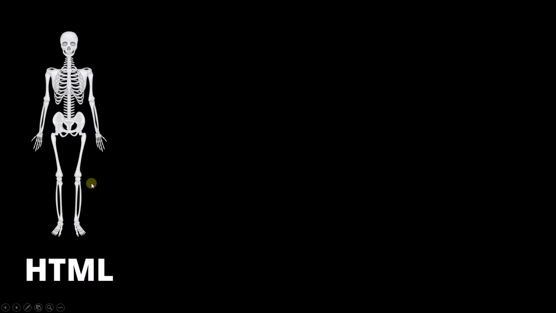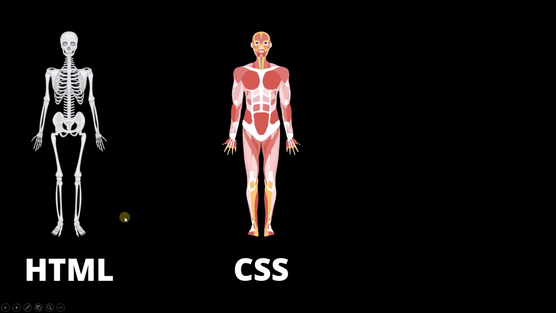Now, HTML does the same thing. Where does the heading go? What are the paragraphs? Where are the tables? What do the forms do? And so on. They give basic structure to a web page, just like a skeleton gives basic structure to the human body. Now, it is not enough if you only have structure. You need some other things too, correct? And that is where CSS comes.